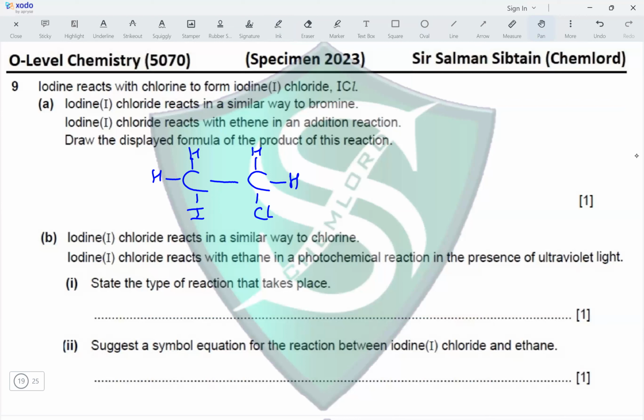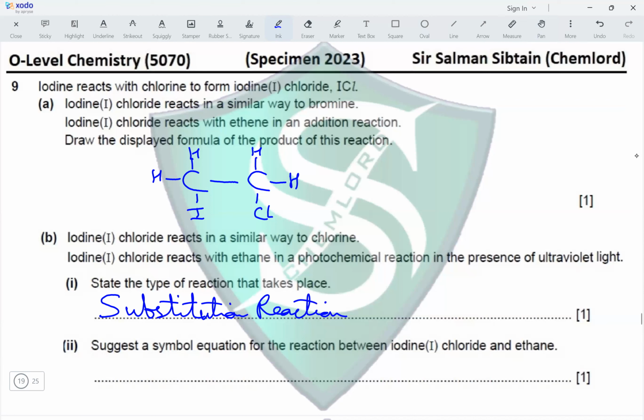Part B. Iodine monochloride reacts in a similar way to chlorine. Iodine monochloride reacts with ethane in a photochemical reaction in the presence of ultraviolet light. State the type of reaction that takes place. So, in the presence of ultraviolet light, in an alkane, which is ethane, hydrogen will be substituted by the halogen atom. So, the type of reaction taking place is a substitution reaction.